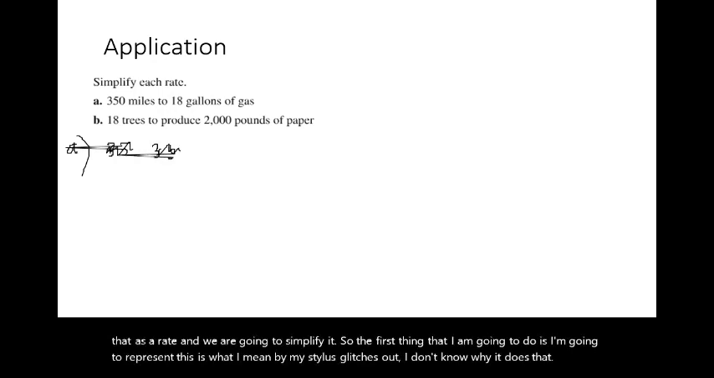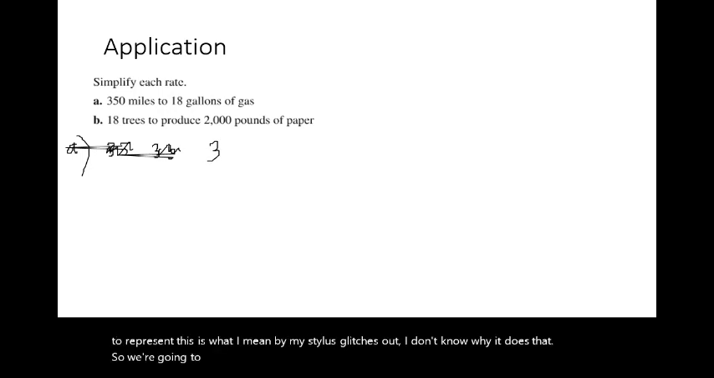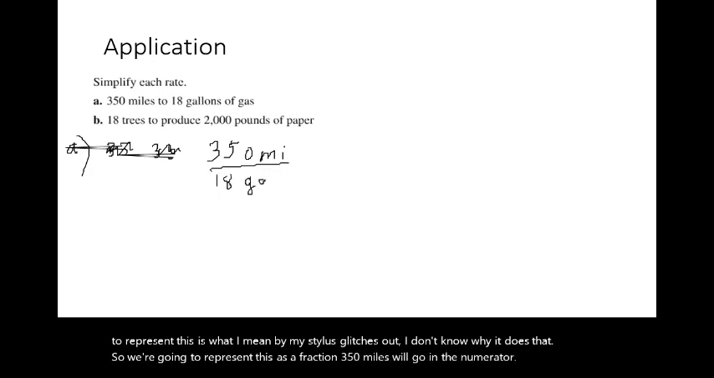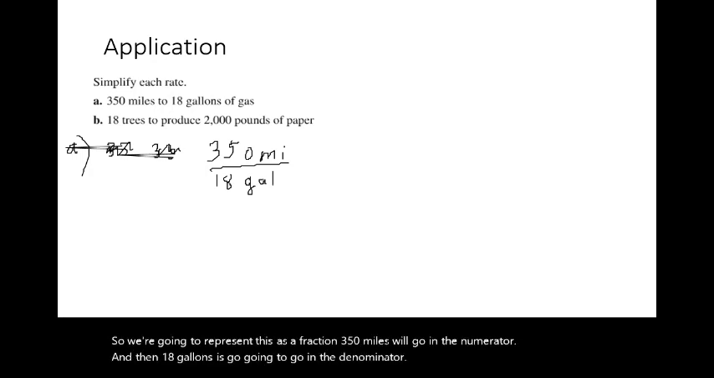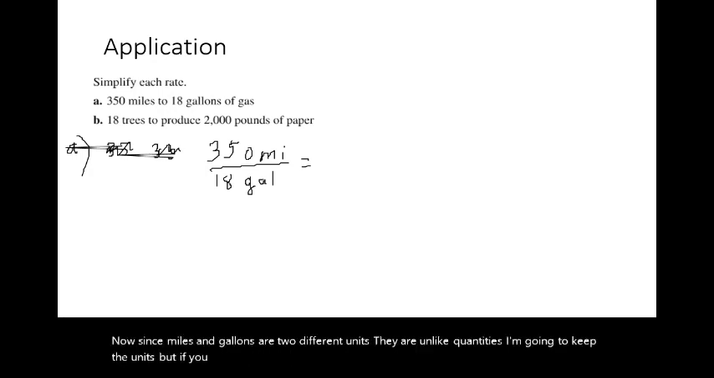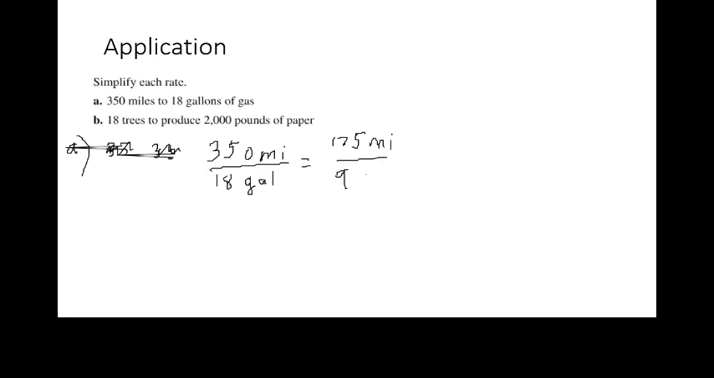So we are going to represent this as a fraction. 350 miles will go in the numerator, and then 18 gallons is going to go in the denominator. Now, since miles and gallons are two different units, they are unlike quantities, I'm going to keep the units. But if you notice, both 350 and 18 are even numbers, so I'm going to divide both the top and the bottom by 2, giving us 175 miles to 9 gallons.